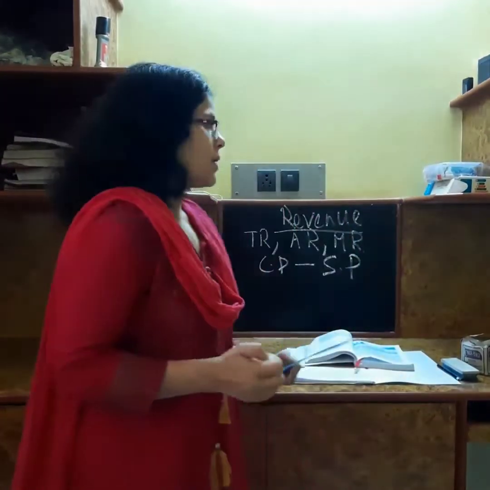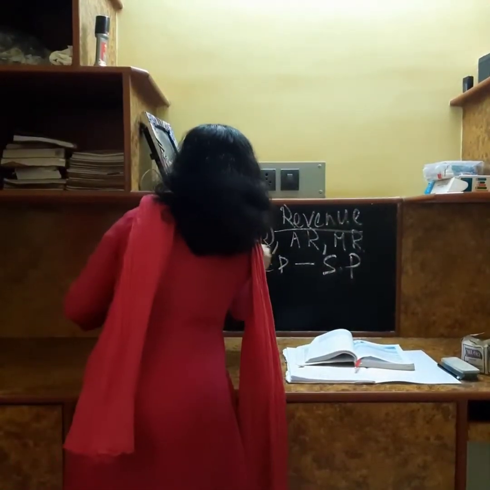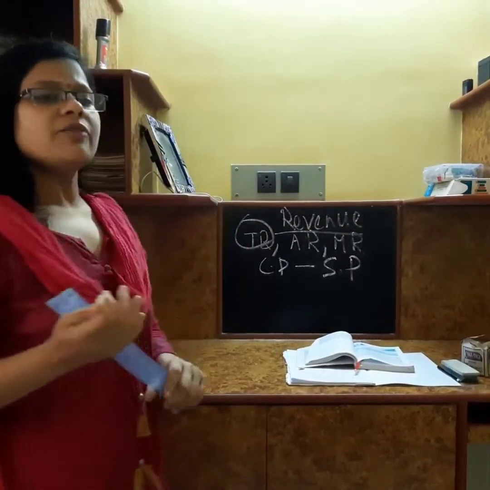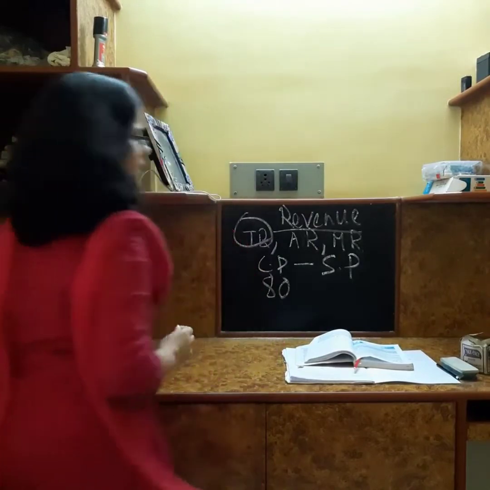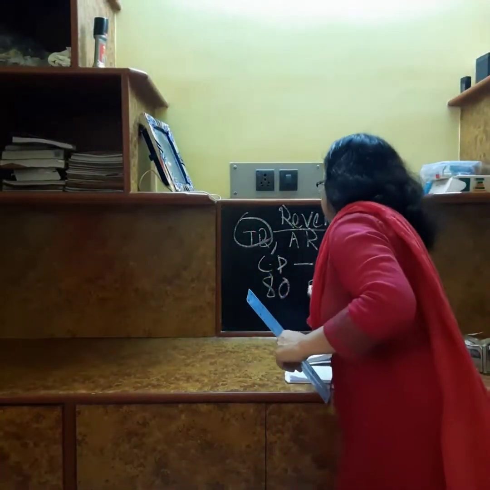Now I am talking about what is TR, total revenue. Total revenue means, when the firm is producing the product, suppose the firm has produced 100 units of output, but it is not guaranteed that the firm will be able to sell almost all the output. Out of 100 units, suppose the firm is selling 80 units of output, and the cost price of the firm for producing 1 unit of product is suppose 8.